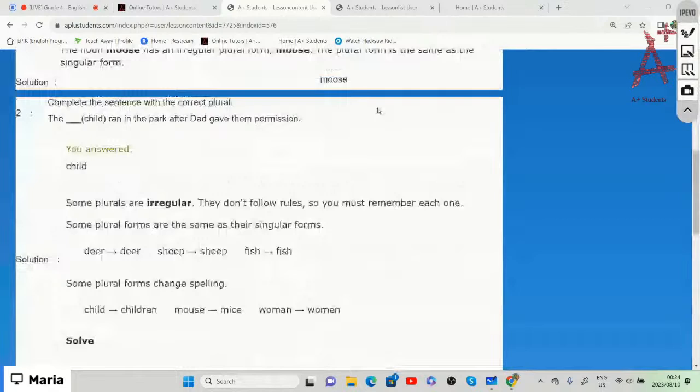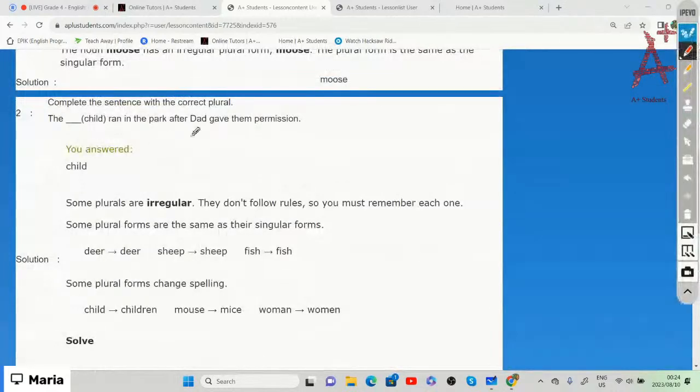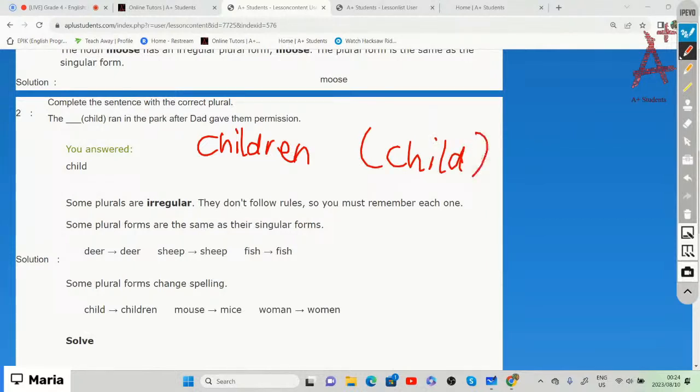The child ran in the park after dad gave permission. Child, right? We need to find the plural of child. The plural form of child is children. So children is the plural form, and the singular form is child. One child, two or more children.